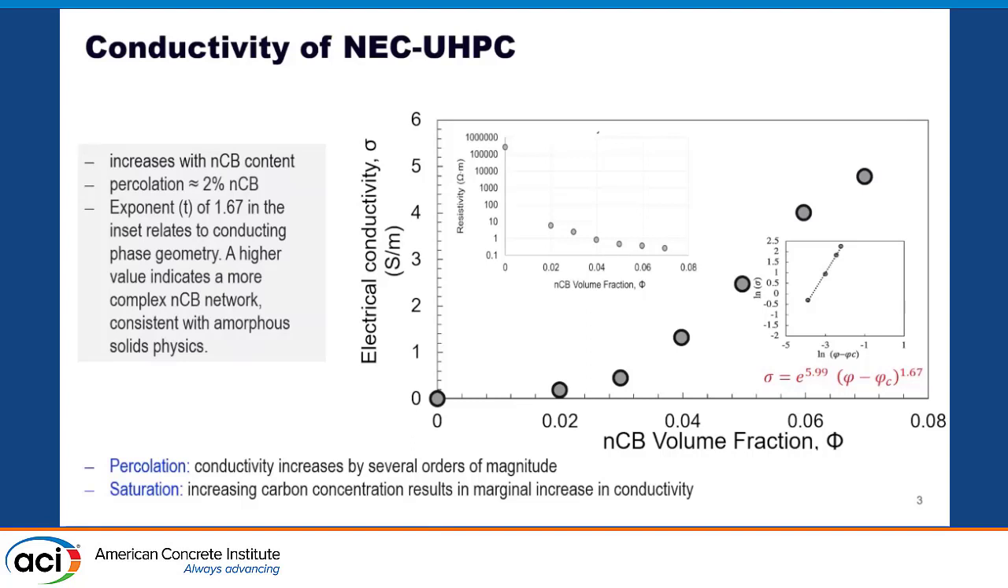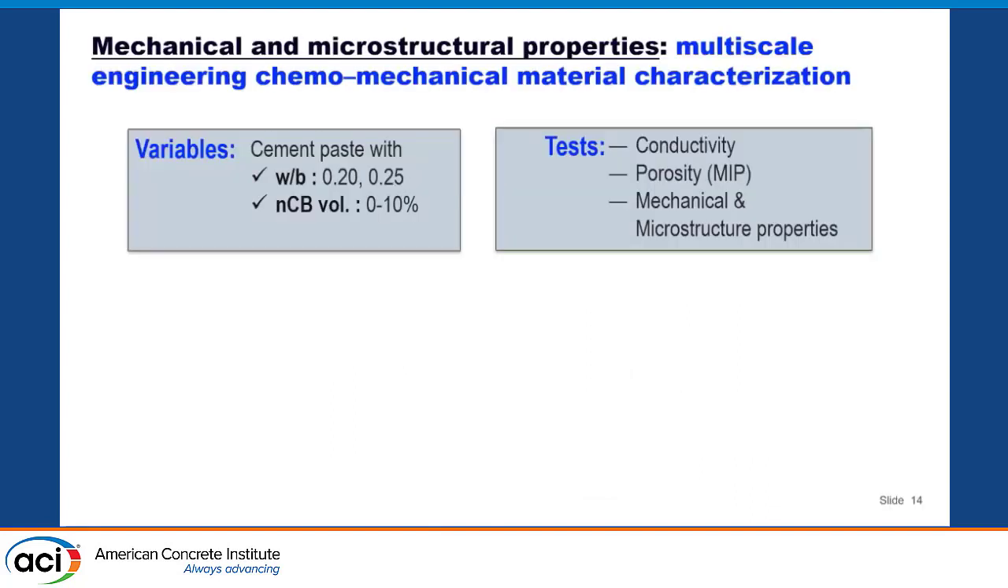We also observed that the exponent t, which equals 1.66, is related to the conducting phase geometry. When we have a higher value of this exponent, it means we have tortuosity of the nano carbon black in the UHPC matrix.